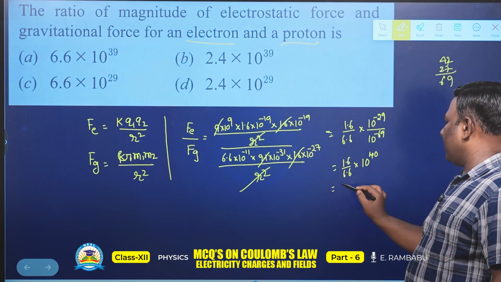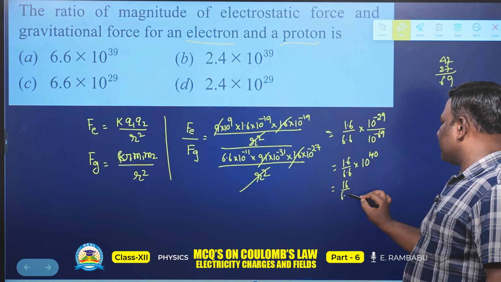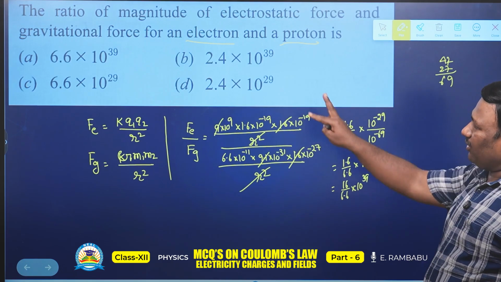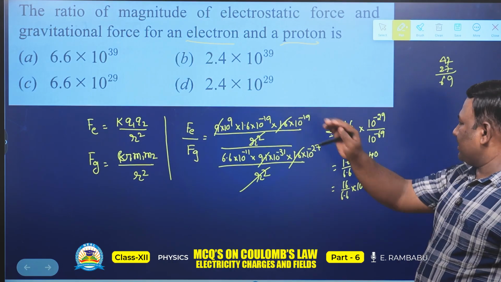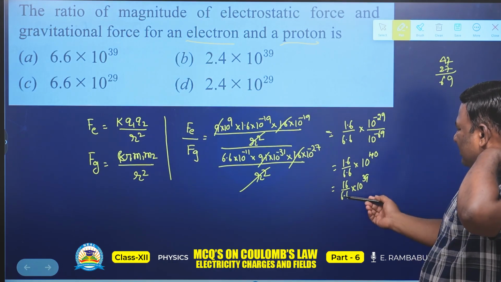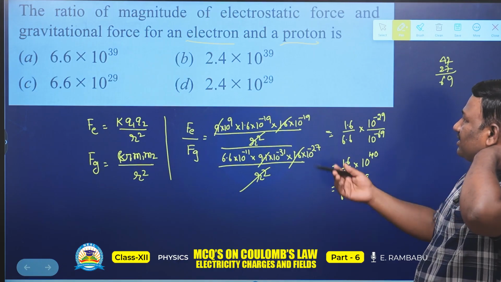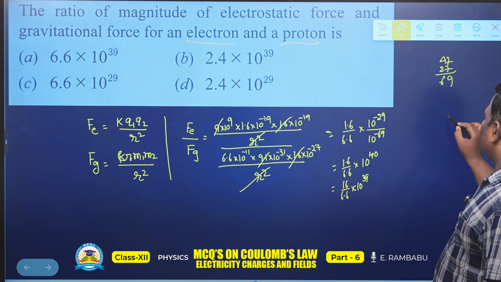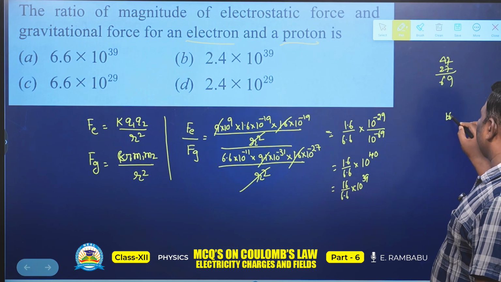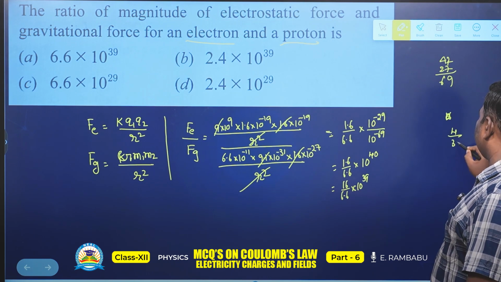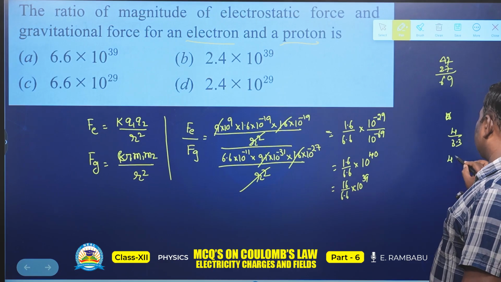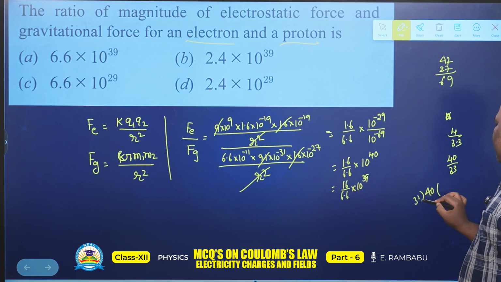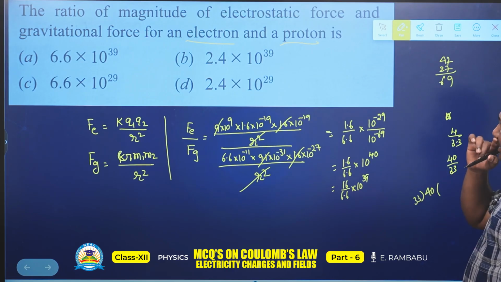10 can be multiplied here. It is 16 by 6.6 into 10 to the power 39. 6.6 is not possible to cancel, so 16 by 6.6 we can divide. 16 divided by 6.6 is 4 by 3.3, which means 40 by 33. 40 divided by 33, see how many times it can divide.